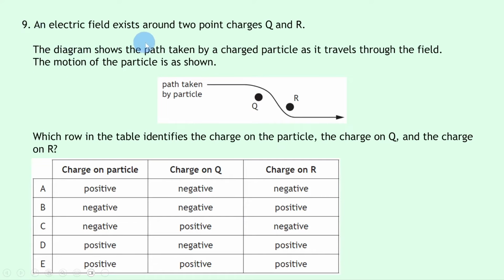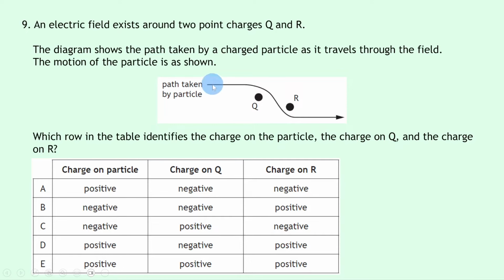Question 9 says an electric field exists around 2 point charges Q and R. The diagram shows the path taken by a charged particle as it travels through the field. The motion of the particle is as shown. So you can see the particle moves sort of straight, and then when it gets near point charge Q it bends towards charge Q, and then when it gets towards point charge R it bends towards it, and then it travels straight again. It then says which row in the table identifies the charge on the particle, the charge on Q and the charge on R.